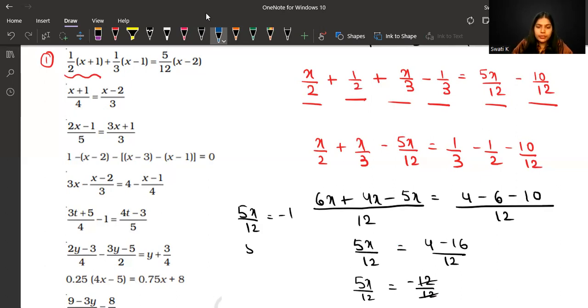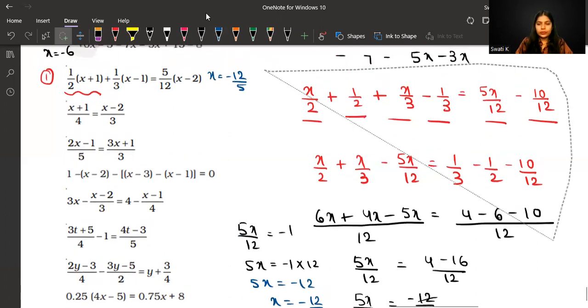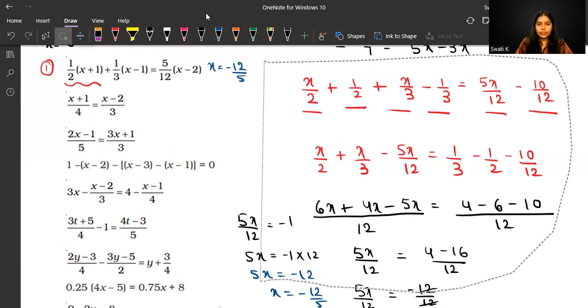Now shift this 12 to the other side, so minus 1 times 12, because 12 is getting divided here. So 5x will become minus 12 and x will become minus 12 divided by 5. So this is our answer, that x equals minus 12 divided by 5. All right, so we are done with this, and now we can do the next question.